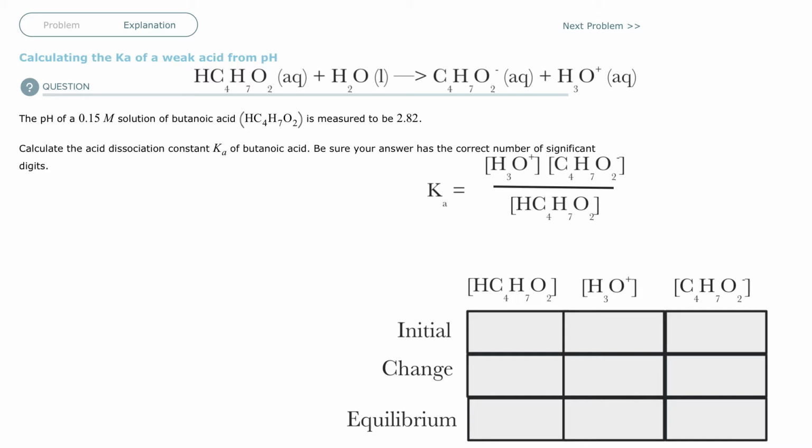Ka is the constant that tells you whether you're going to have more products or more reactants. And I've given you the expression here. Ka is the concentration of hydronium, and all this comes from the balanced equation. So I gave you an equation, and let's see if you can derive the equation yourself.